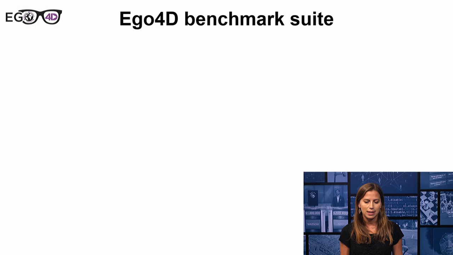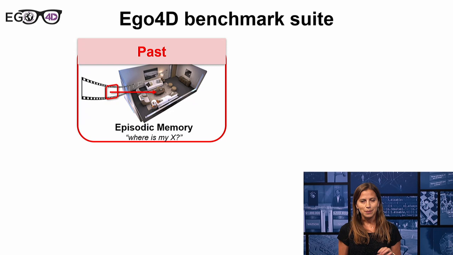Okay, now just as important as having nice data is to know what research challenges to tackle with it. And so the Ego4D benchmarks are a set of research challenges that the team set up in order to span the space of things you need to be able to do in order to have intelligence with this first-person perspective. And these tasks move from the past to the present to the future. Let me say a little bit about each of those classes.